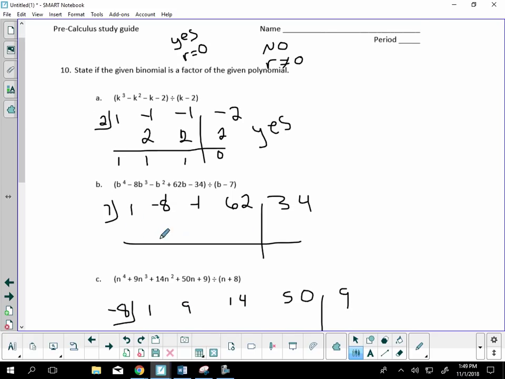Let's go ahead and do B just for fun. Bring down, multiply, add, multiply, add, multiply, add. Oh, that's not going to be 0. So that would be a no.